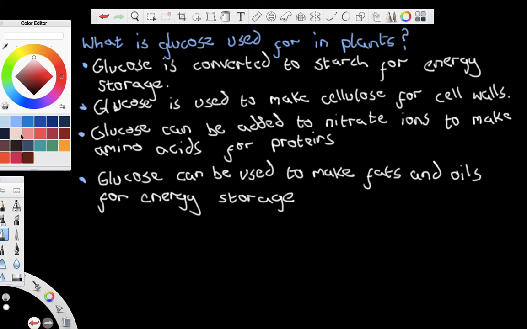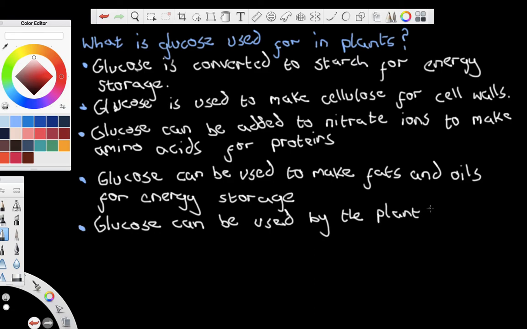And finally, what we're going to talk about is that the glucose produced can be used in respiration. So, glucose can be used by the plant for respiration.